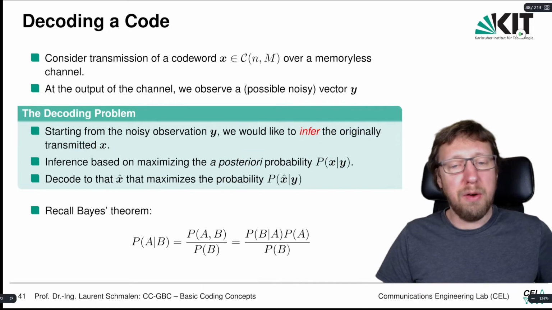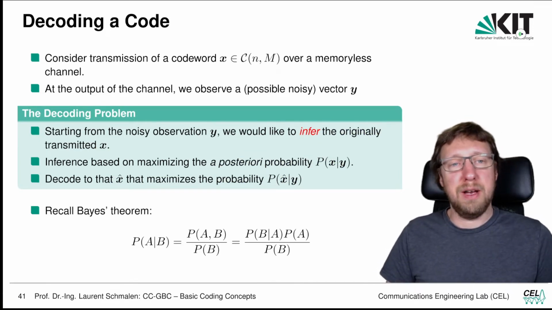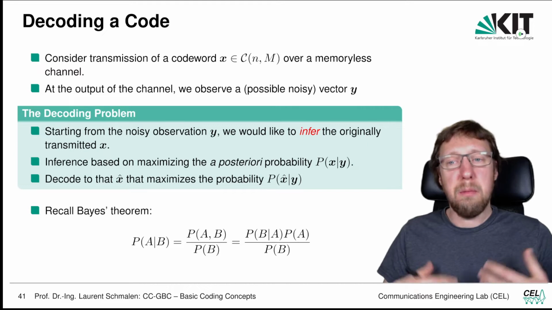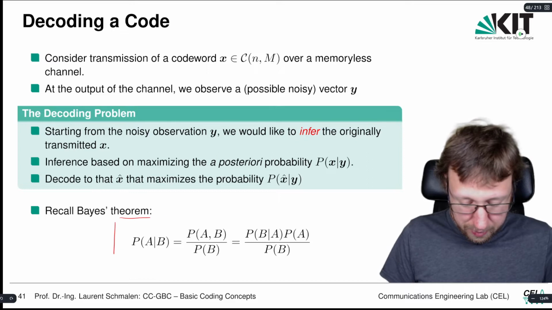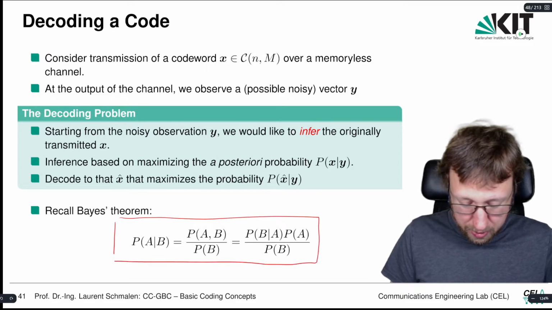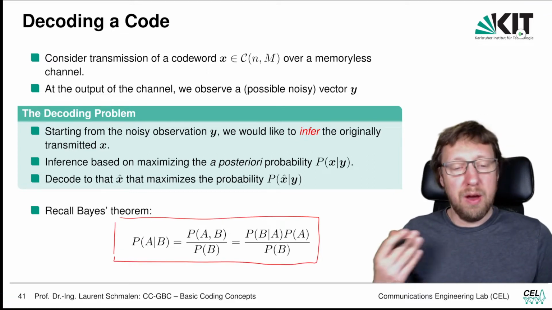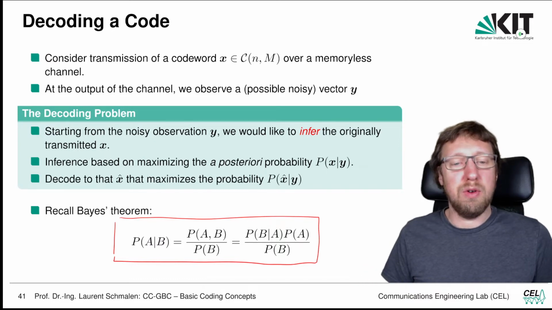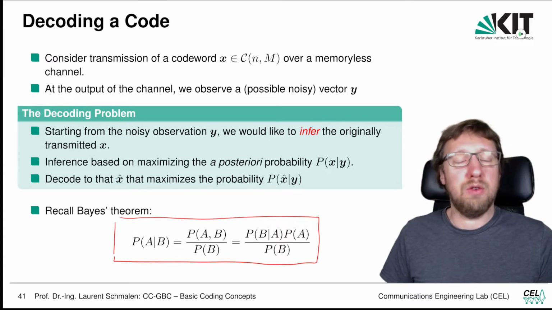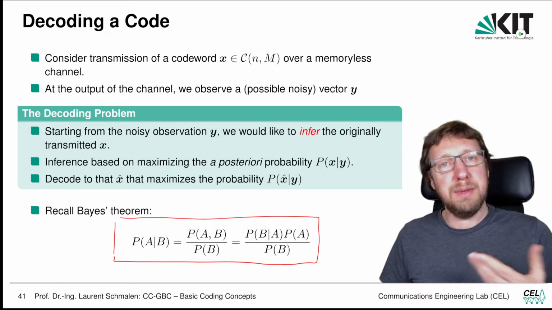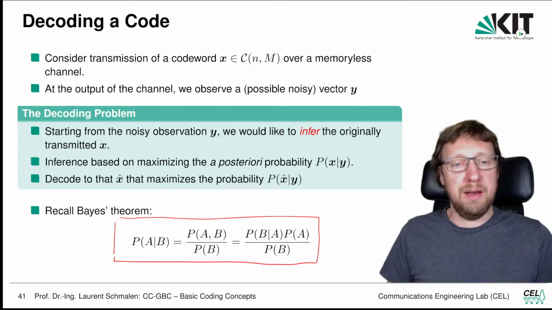Starting from this a posteriori probability, we are going to simplify the problem and see how we can actually do the decoding. And we will use our good old friend, Bayes' theorem, to carry out the derivation. This is something that we should know by heart. P of A given B is equal to P of A and B, the joint probability, divided by P of B, or it's equal to P of B given A times P of A divided by P of B.